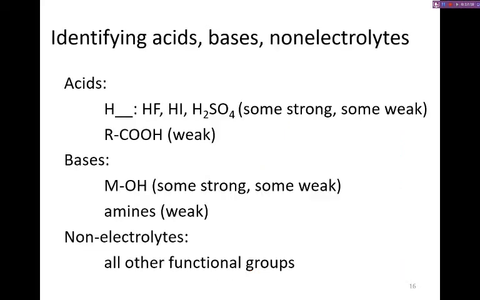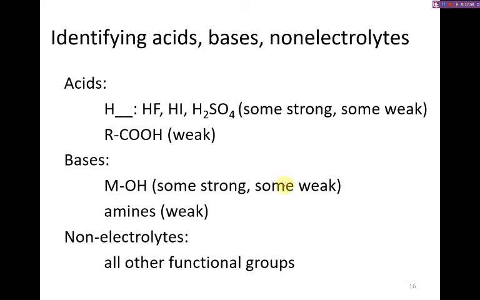So let's talk a little bit about identifying acids, bases, and non-electrolytes. For acids and bases, there are 2 categories for each. For acids, to recognize them, look for a molecular formula that starts with H and is followed by something else. For example, we have HF, HI, H2SO4. And for those types of acids, some of them will be strong and some of them will be weak.